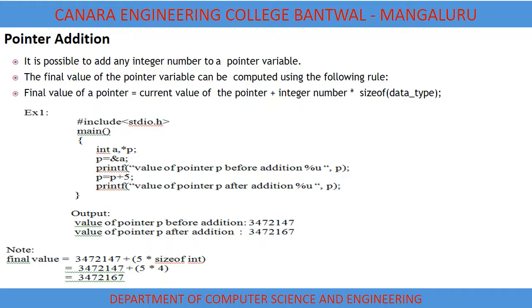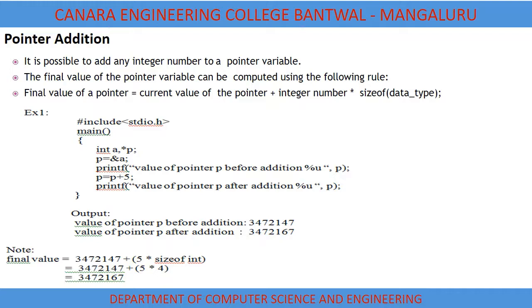In the example, I have taken the same setup: an int variable a, then a pointer variable star p. We are storing the address in the pointer variable by using ampersand a. Then we print the address p. As we are performing the addition operation, p is equal to p plus 5. Then we print the address after addition. You can see the output when we execute this in a compiler. I'm considering the 32-bit compiler here. You can see the difference in the last 3 digits.